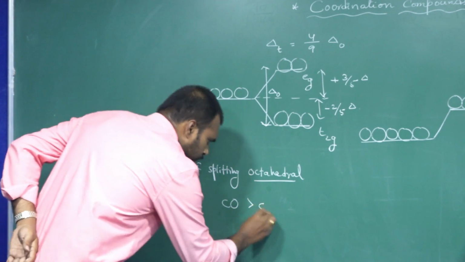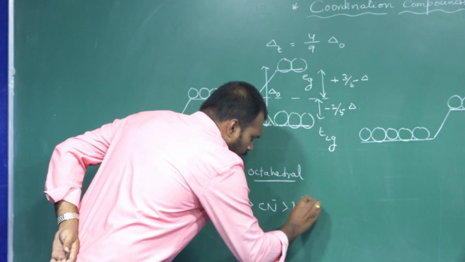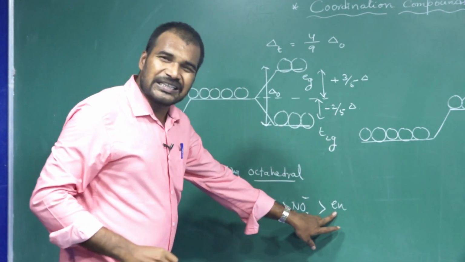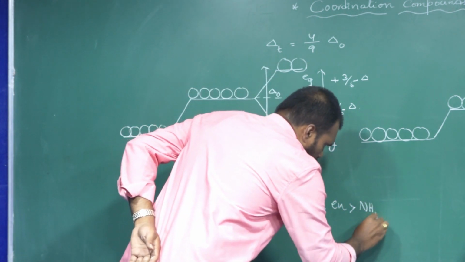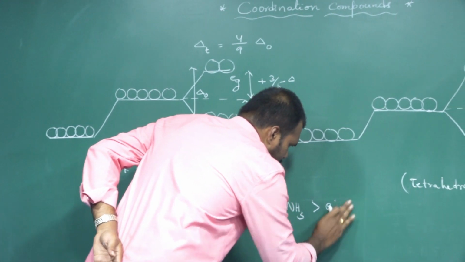After CO, CN-, NO2-, en, which represents ethylenediamine, ammonia, EDTA.